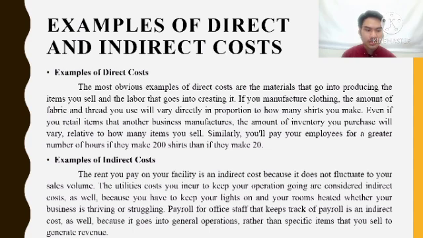If you manufacture clothing, the amount of fabric and thread you use will vary directly in proportion to how many shirts you make. Even if you retail items that another business manufactures, the amount of inventory you purchase will vary relative to how many items you sell. Similarly, you'll pay your employees for a greater number of hours if they make 200 shirts than if they make 20. Example of indirect cost.